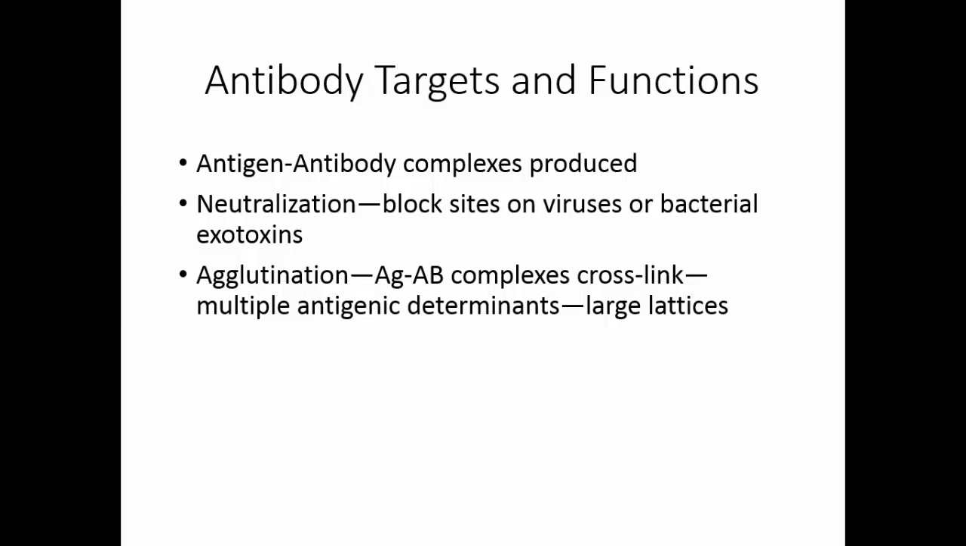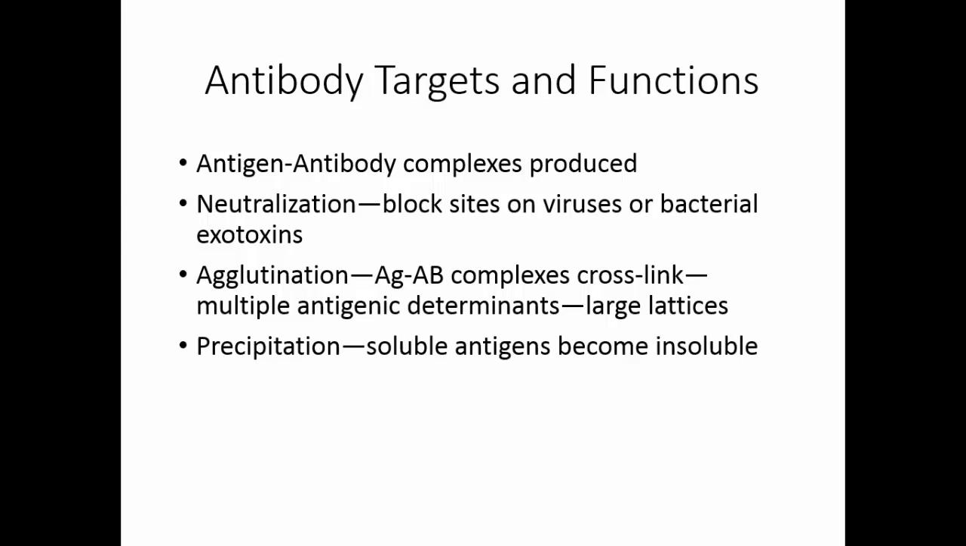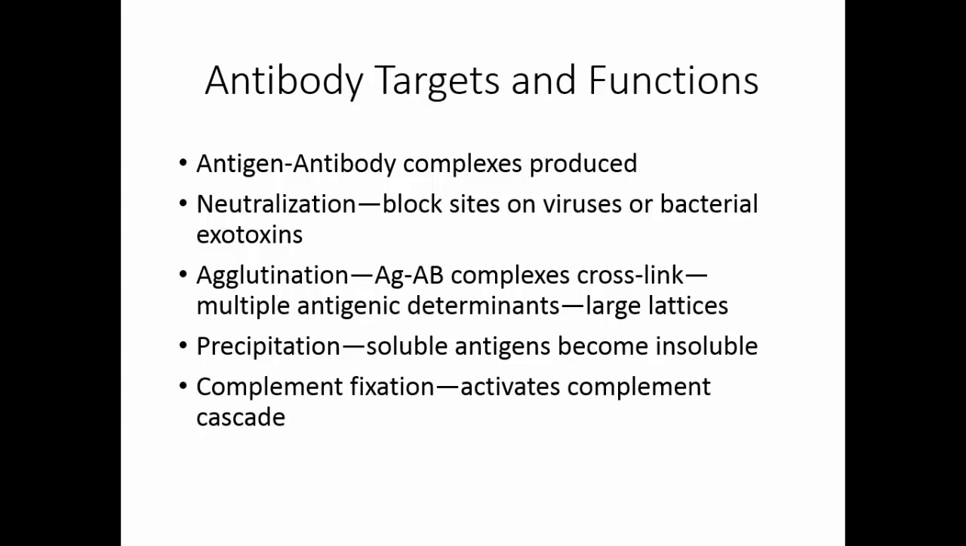Remember, most antigens will produce several different antibodies to it. And as all of these antibodies react with the antigen, you can get these large lattice-like things that are produced. That's called agglutination. Sometimes attaching an antibody to its antigen, if the antigen is soluble, makes the antigen insoluble. We call that a precipitation reaction. And then antigen-antibody complexes, you'll remember, fix complement.